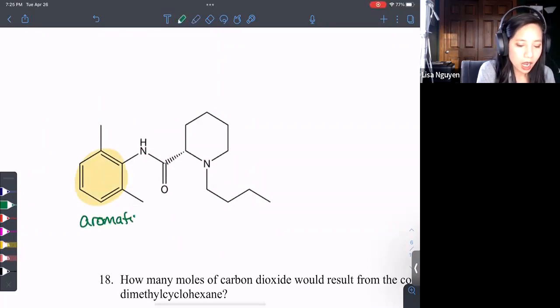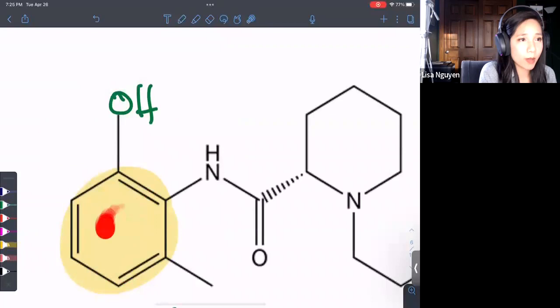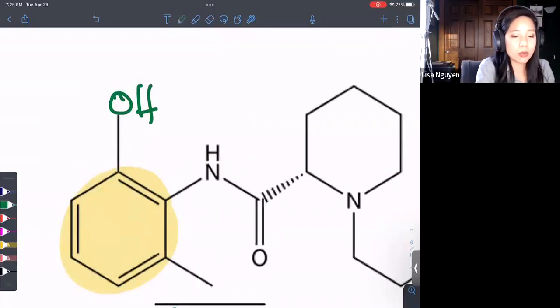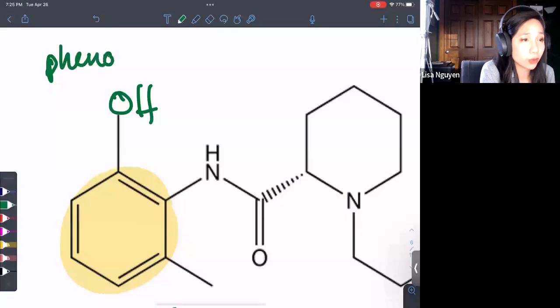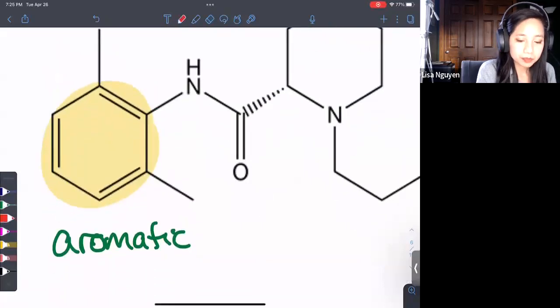Something that looks like an aromatic, but we don't call it that, is if there's an OH group attached to it. So if you see something like this, don't call this an aromatic and an alcohol. Those two add together and we call it something specific. We call it a phenol group, if it's an aromatic attached to an OH. It's a special name, but that's not what it is here. Okay, it's aromatic.